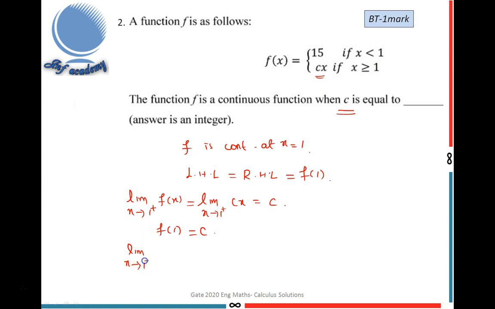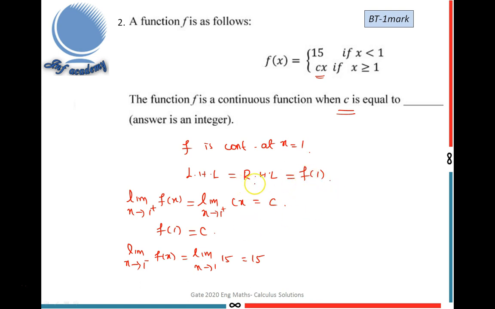the left hand limit of f of x at x equal to 1. That means the x less than 1 case. In this case, the limit as x tends to 1 of f of x is 15. So this is 15.